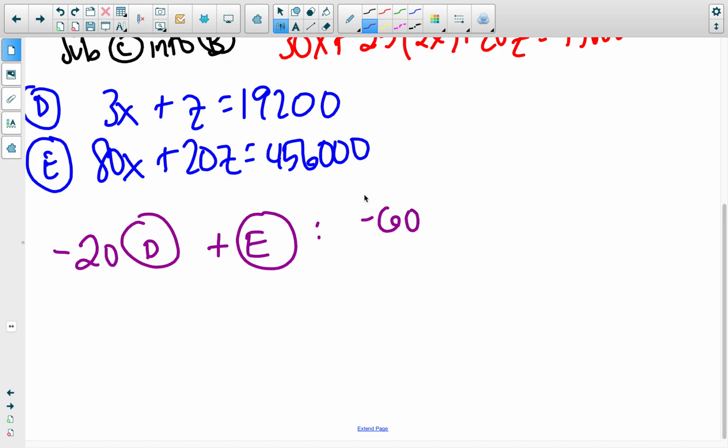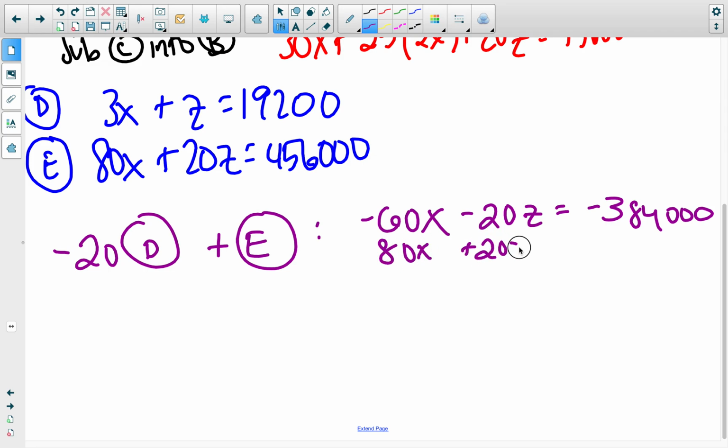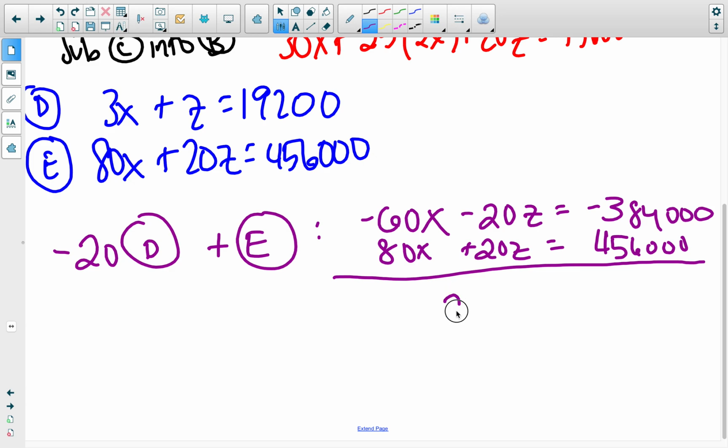So I'm going to write this out: negative 20 times D will give me negative 60x minus 20z equals, don't forget to distribute, you're still multiplying 19,200 by negative 20, even though it's going to be a really big number. It equals negative 384,000, and then we're adding it to E, which is 80x plus 20z equals 456,000. And we are adding those together, all right? So then we'll have 20x equals 72,000. Divide both sides by 20 to get that x equals 3,600.